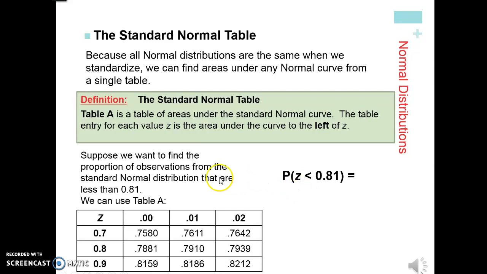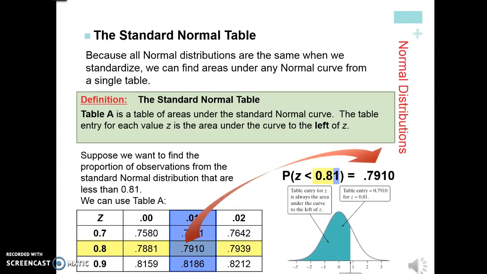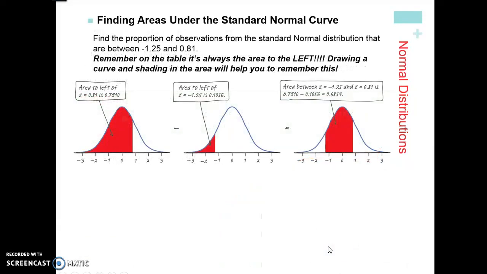So let's say we want to find the probability that z is less than 0.81. You go to your table, 0.8, and then your tenths place is 1. Right here, 0.7910. That tells us that the area under the curve to the left of the 0.81 z-score is 79.10%. If you take a look right here, that shaded area is 0.7910.